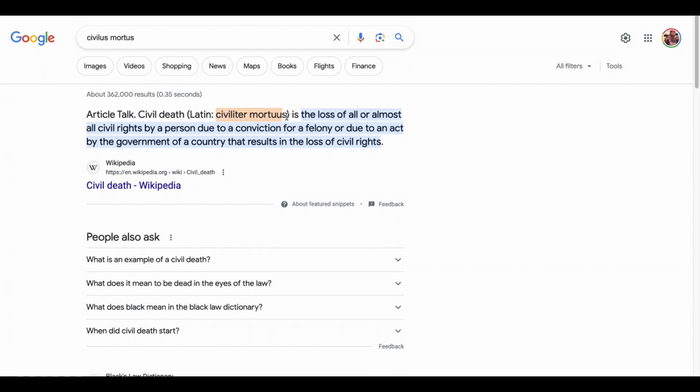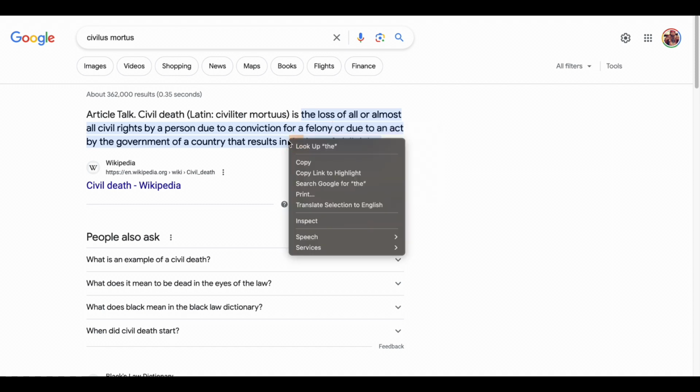Civilis mortuus is the loss of all or most of all civil rights. Keep in mind, civil rights lost by a person due to a conviction for a felony or due to an act by the government of a country that results in the loss of civil rights. See, it says or. That's the key word. Or.